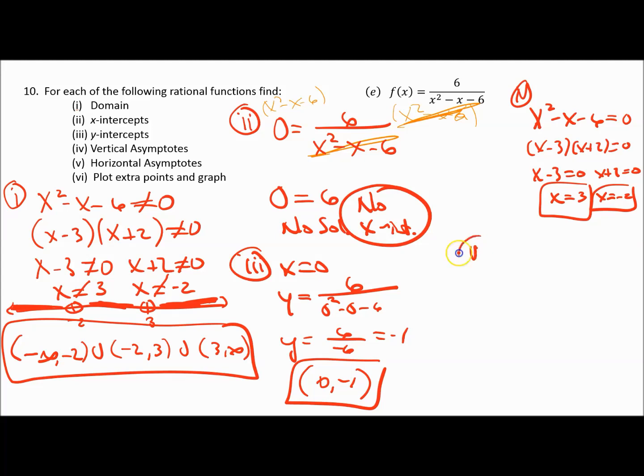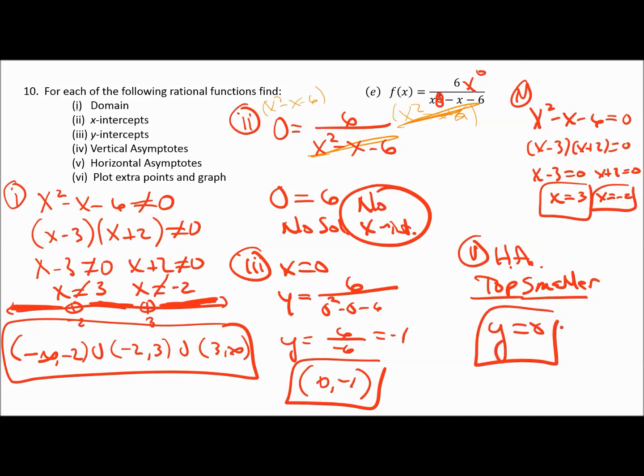Finally, for the horizontal asymptote, you're comparing the degrees. Notice the degree of the numerator is 0 because there's like an x to the 0 power sitting there, and the degree of the denominator is 2. The top is smaller. Anytime the degree of the numerator is smaller than the degree of the denominator, y equals 0 is automatically your horizontal asymptote.